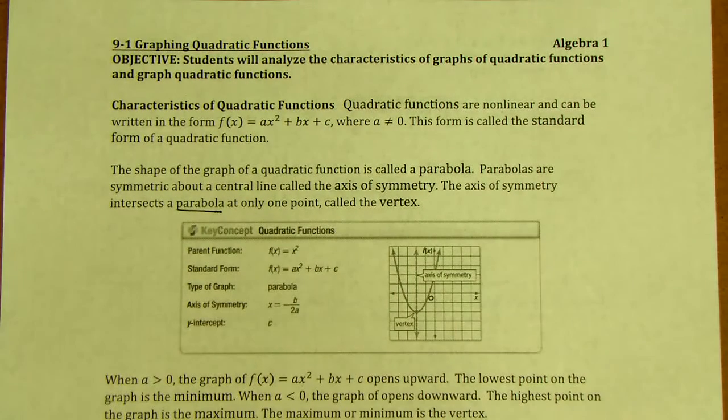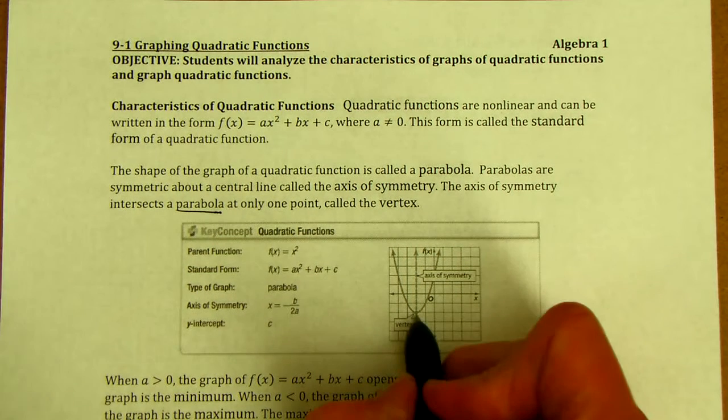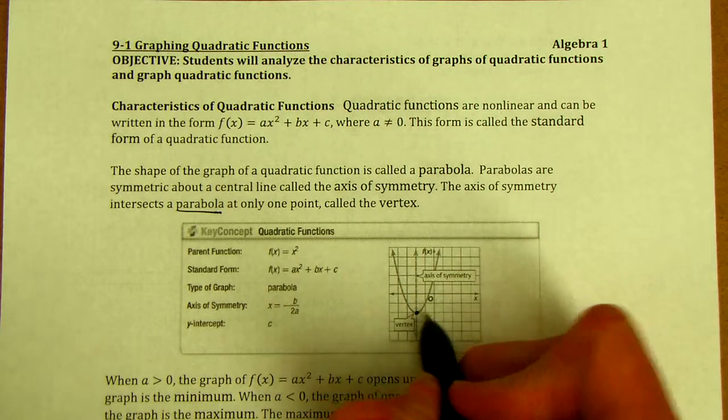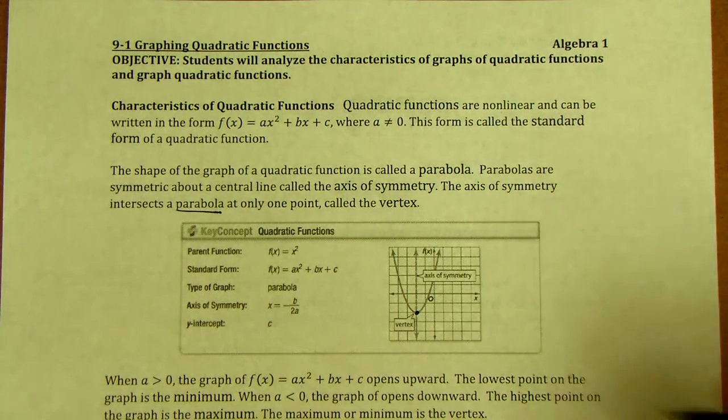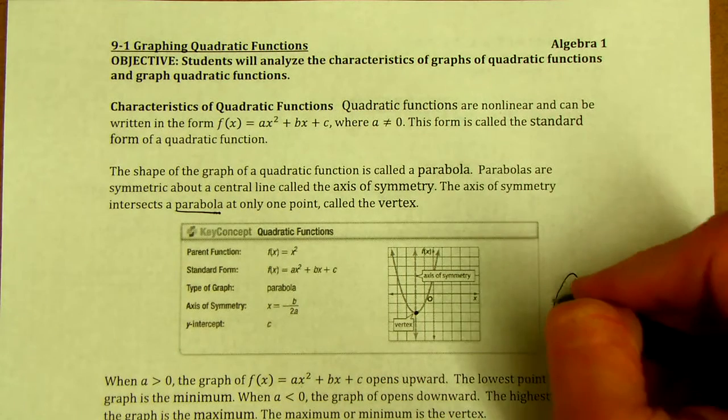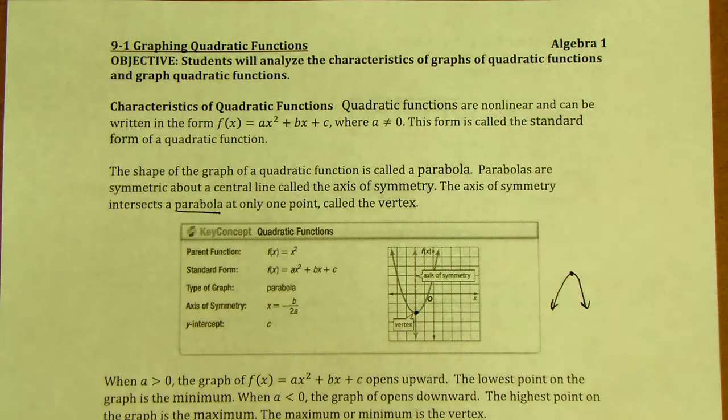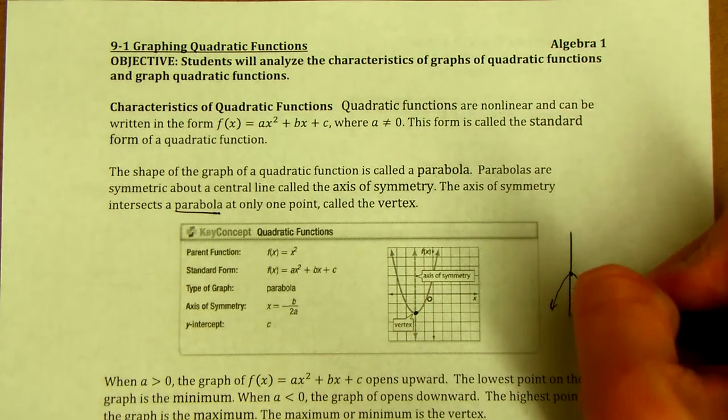And then we have a vertex. The vertex is this point, the very, very lowest point, or if it's going the other way, the very, very highest point of your curve is considered your vertex. Within that vertex, you will always have the axis of symmetry, because a parabola will always be symmetric, meaning if I drew a vertical line, I could fold it over and it will be symmetric.